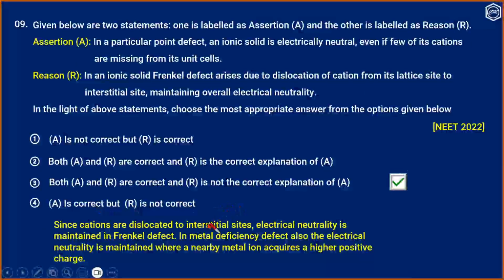Since cations are dislocated to interstitial sites, electrical neutrality is maintained in Frenkel defect. In metal deficiency defect also, the electrical neutrality is maintained where a nearby metal ion acquires a higher positive charge.